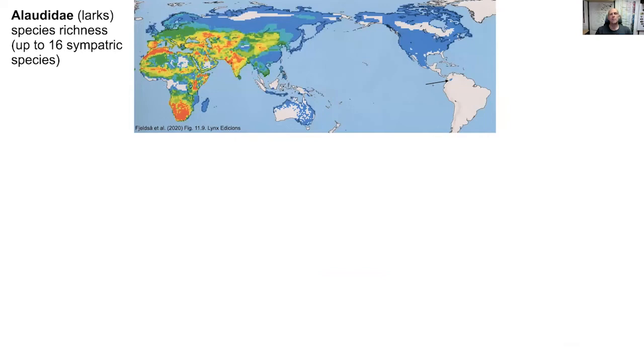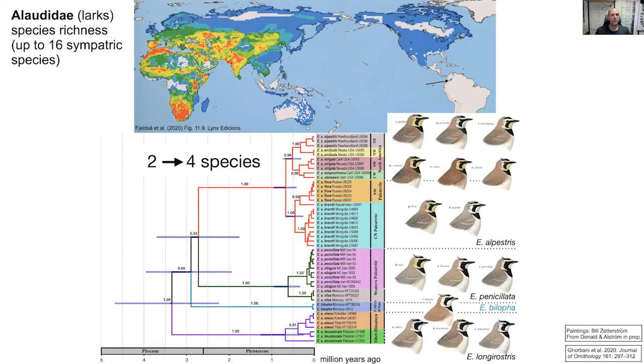So as you can see on this map here, the larks are distributed mainly in Africa and the southern parts of Asia and southwestern Europe. The red color represents the largest number of species, and the blue color is a small number of species. And in tropical Africa, you've got up to 16 species occurring together in sympatry.